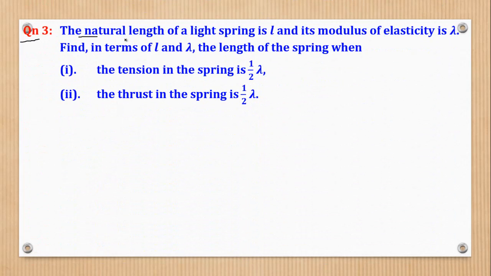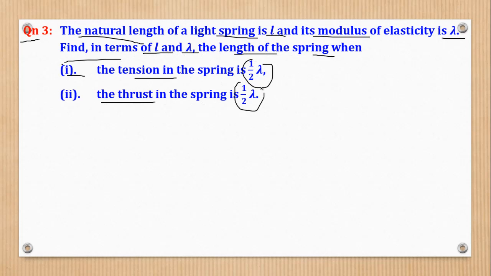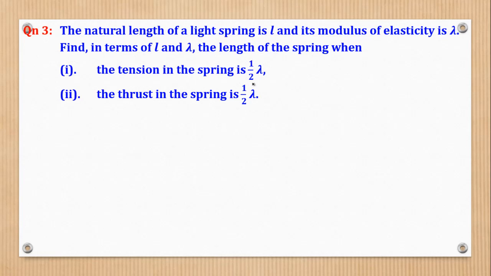Question 3. The natural length of a light spring is L, and its modulus of elasticity is lambda. Find, in terms of L and lambda, the length of the spring when (i) the tension in the spring is this, and (ii) the thrust in the spring is that. Like I told you, for both thrust and tension we use the same formula.